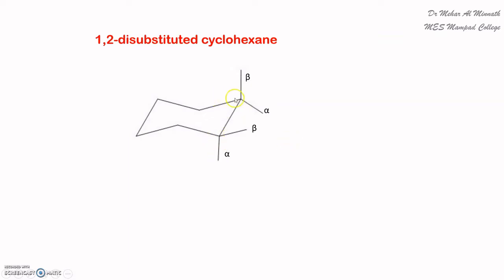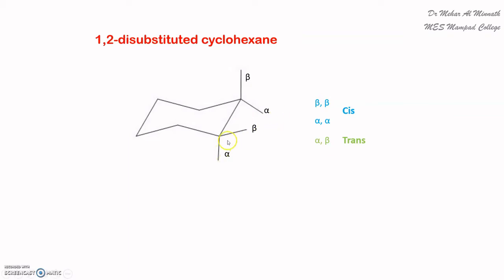Now suppose these are carbons 1 and 2. When the substituents on 1 and 2 are oriented beta beta or alpha alpha, we call it the cis form. And if it is beta alpha or alpha beta, then we call it the trans form. So this concept regarding alpha and beta you must keep in your mind.